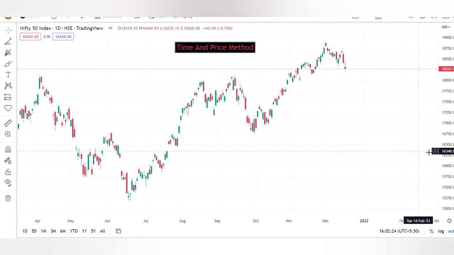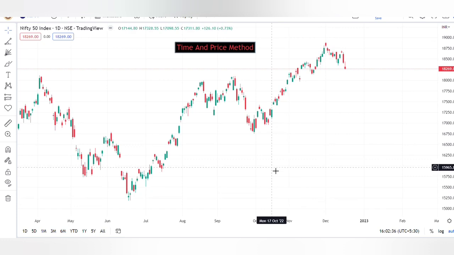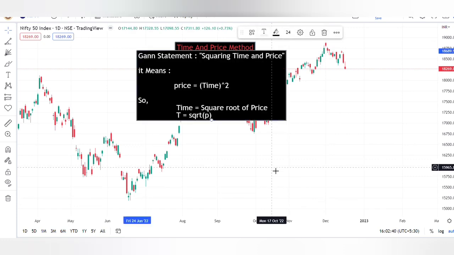As we know, time and price are very important concepts of Gann. In our chart, price is here on the y-axis and time is here on the x-axis. Gann always gave more importance to time. And the most unique and important concept he introduced in market timing and price reversal was the relationship between price and time. Gann called it squaring time and price.